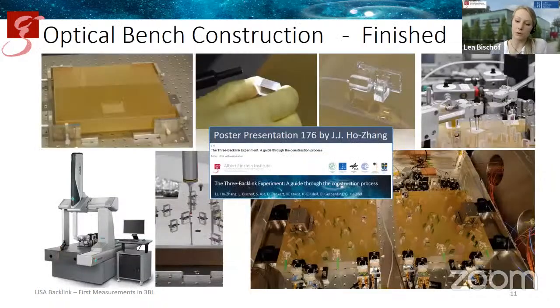The optical bench construction for the backlink was done in Hannover, and this was a very challenging construction because we have a lot of interferometers and a lot of requirements for each component that we had to place. And my colleague Zhang Ji has a very nice poster presentation on that, which summarizes how we did that.